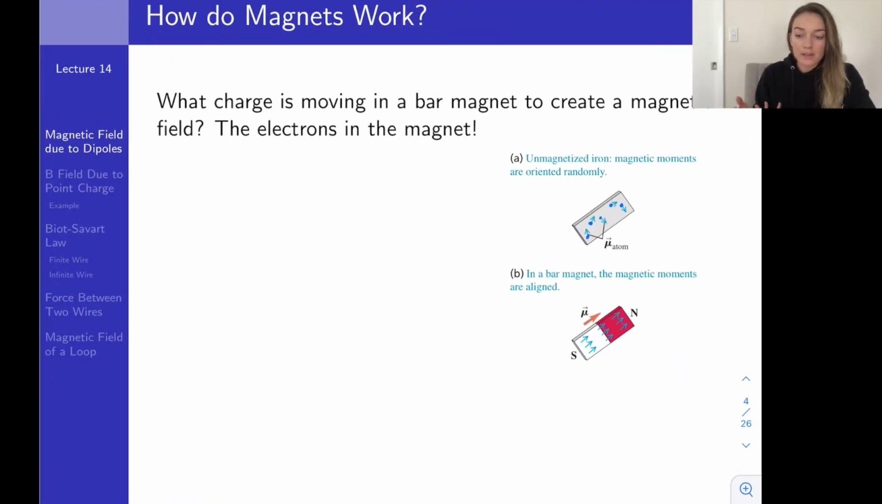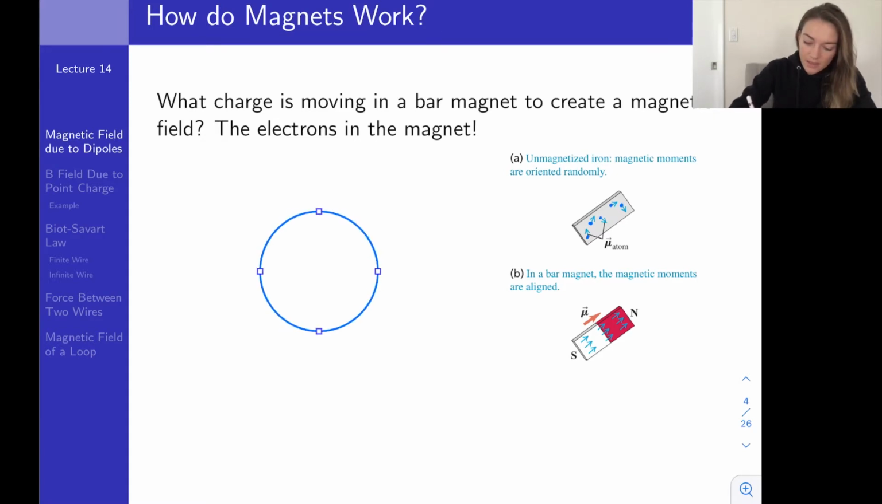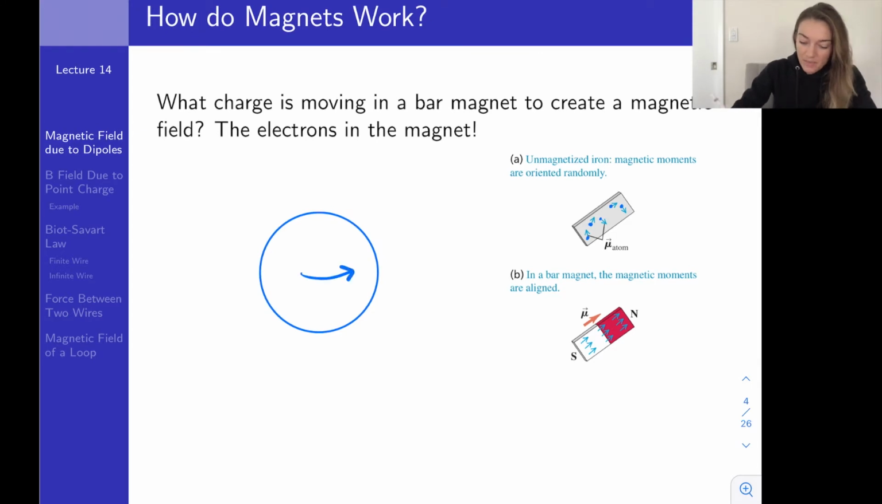Now you might say, well, what's actually creating the magnetic dipole moment for the electron? So you can think of the electron as a sphere, and it's spinning. So it has some charge of negative e spread out on this sphere. And since we have this sphere of charge spinning, that will create a magnetic dipole moment in the direction according to the right-hand rule.